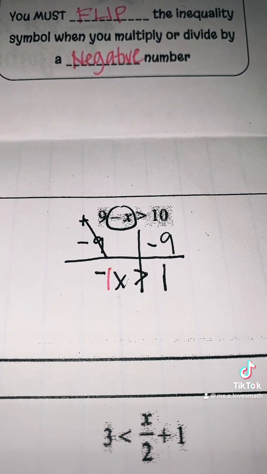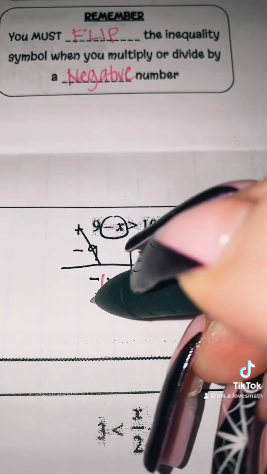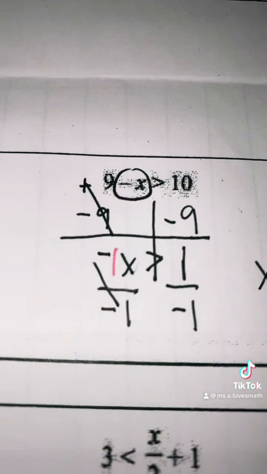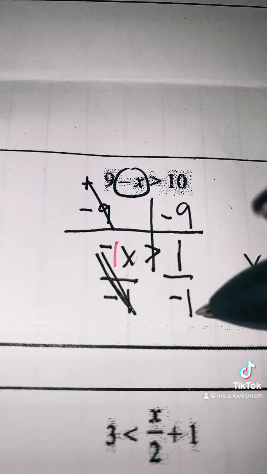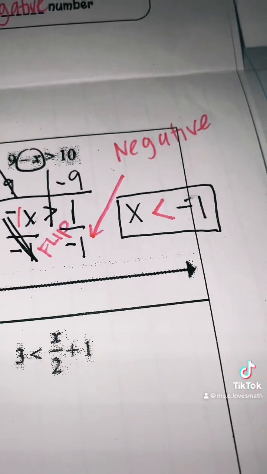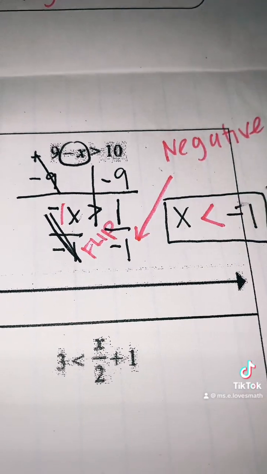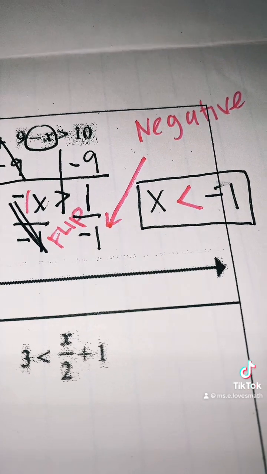To get rid of that negative 1 in front of the x, we must divide both sides by negative 1. So when we do that, our negative 1's will cancel. 1 divided by negative 1 is going to be negative 1. Since we divided by a negative, we must flip our symbol. So instead of greater than, we must flip it to a less than symbol.